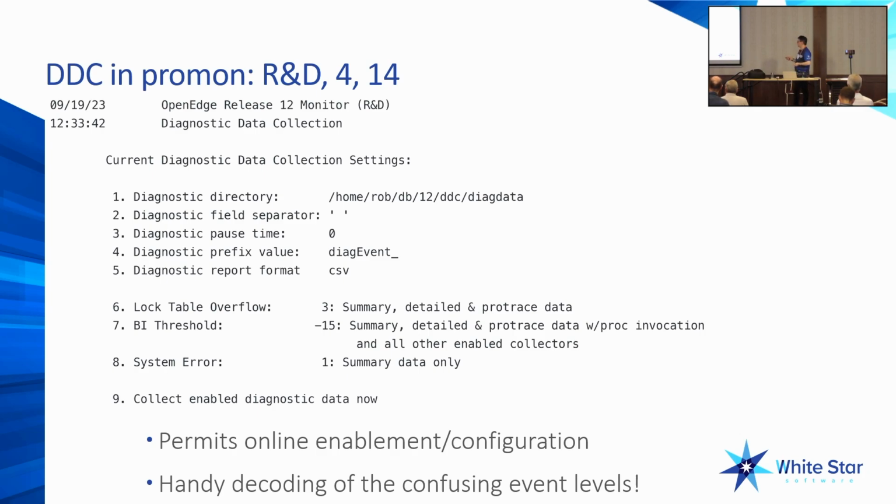So if you just type in the number, then it gives you a prompt to enter the new value. Be careful with the directory, because if you type 1 and hit enter, it'll give you a space to enter a new directory. If you just hit enter, it'll replace this with a blank. So now you have no diagnostic data directory.